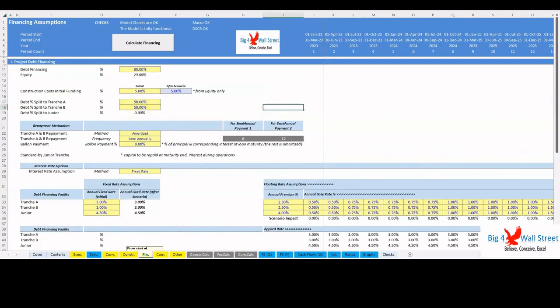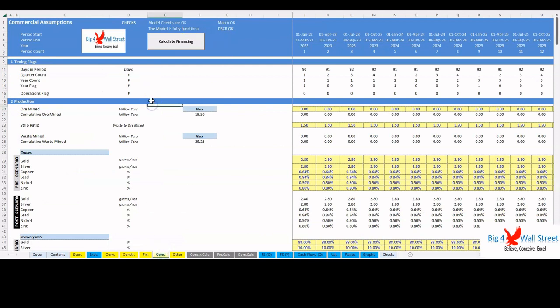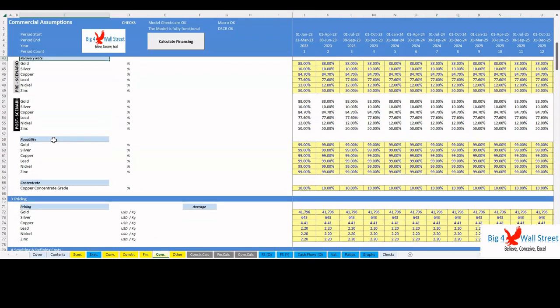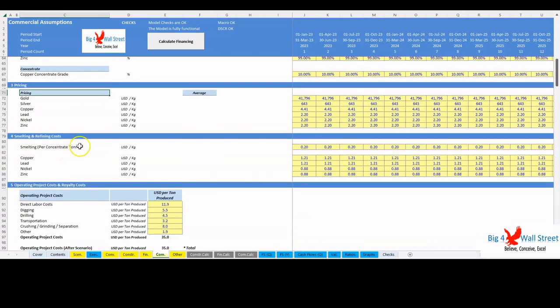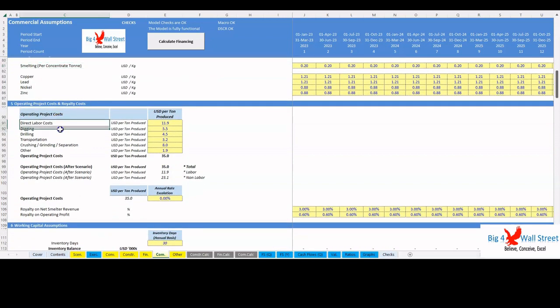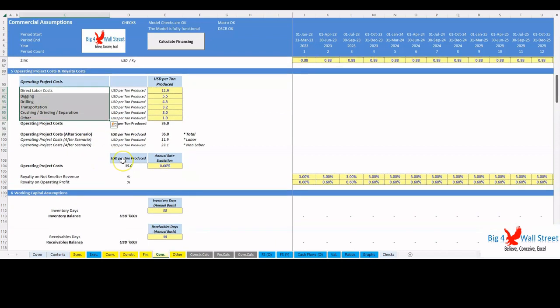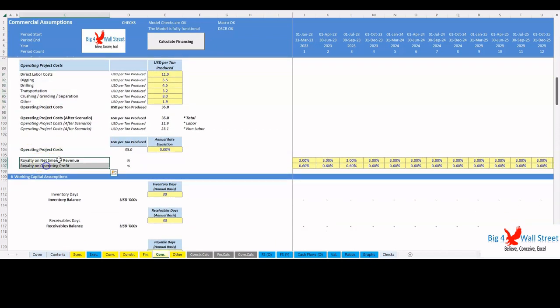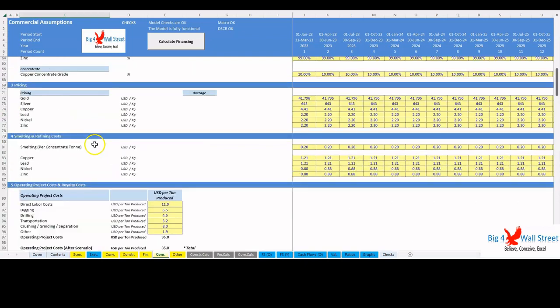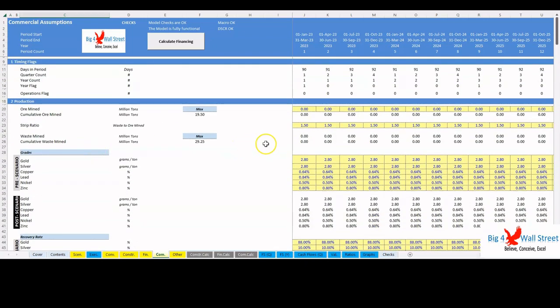In the Commercial tab, the user can set the mine and the strip ratio, the grades for each metal, the recovery rate, and the payability. The pricing for each metal can also be set as United States dollars per kg, as well as the smelting and refining costs. The remaining items consist of operating project costs per ton, such as direct labor, digging, drilling, transportation, crushing, grinding, separation, other, and their escalation rate. Additionally, the royalties can be set for the net smelter revenue and the net operating profit. Finally, the working capital assumptions for inventory, receivables and payables days. All the above assumptions are used for the calculations performed in the Commercial Calculations tab.